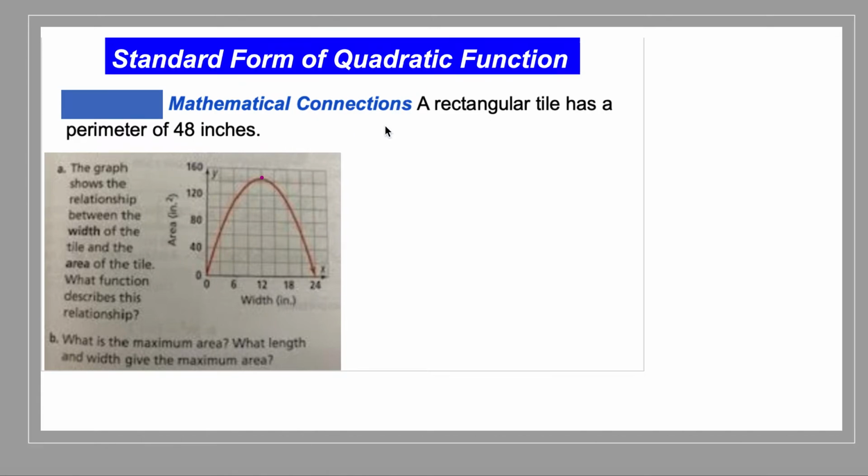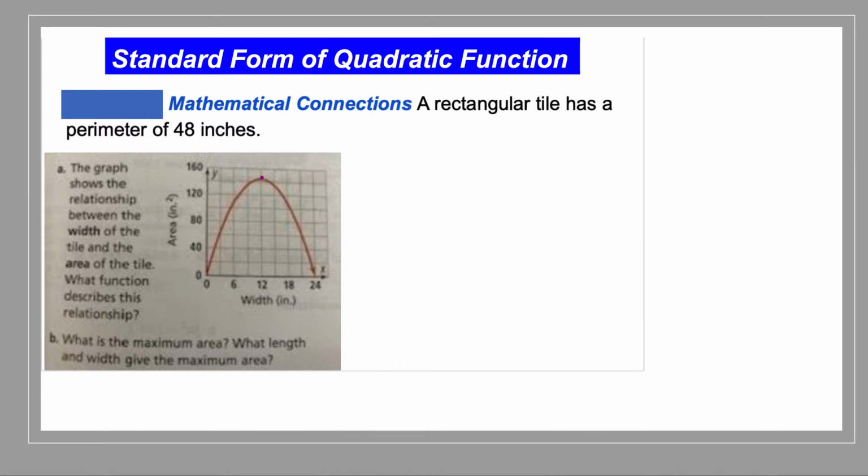Mathematical connection. A rectangular tile has a perimeter of 48 inches. The graph shows the relationship between the width of the tile and the area of the tile. A: What function describes this relationship? And B: What is the maximum area? What length and width give the maximum area?